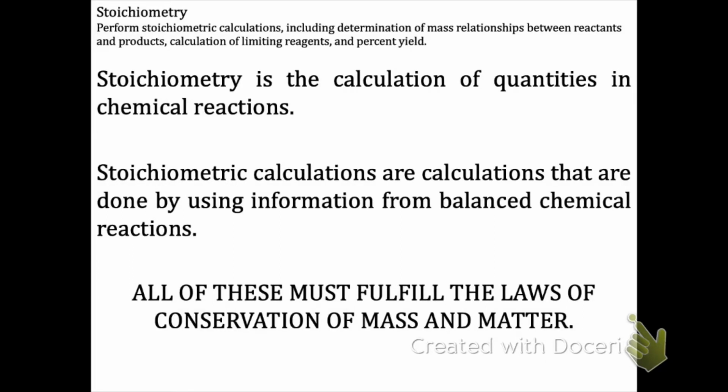This next unit focuses on stoichiometry, which is just a fancy word for figuring out how much of something you want based on what you have, or determining how much of something you can make based on what you have, just so that we don't have any extra or leftover reactants. Stoichiometry is the calculation of quantities in a chemical reaction, and those calculations are done by using information from a balanced equation, which means that all of those equations must fulfill the laws of conservation of matter. You can't perform stoichiometry calculations if you don't have a balanced equation.